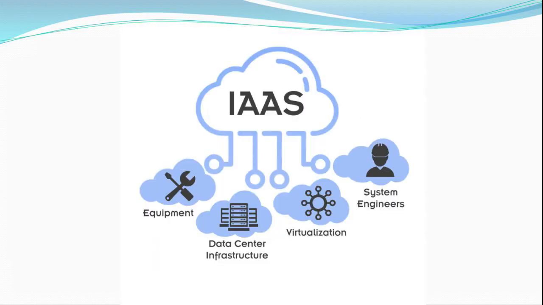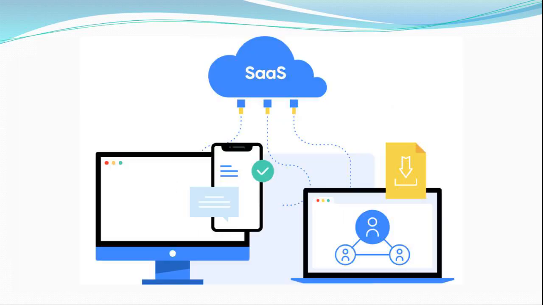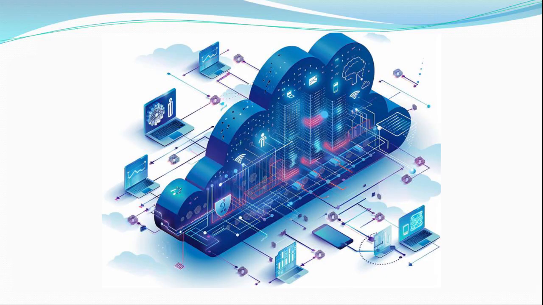Each model has its place depending on your needs. For instance, a startup might use IaaS to experiment with different software setups. A development team might use PaaS to streamline application creation, and a small business might use SaaS for tools like email or accounting. Let's make this even more relatable with a real-world example.